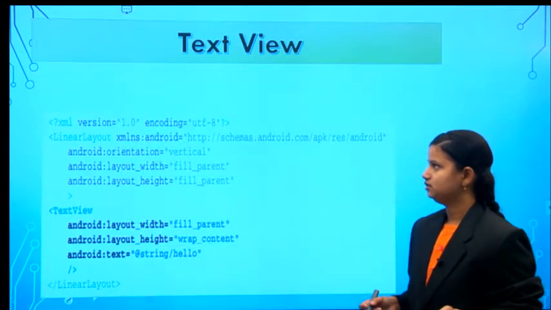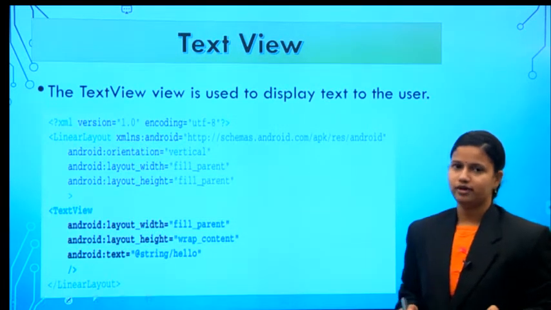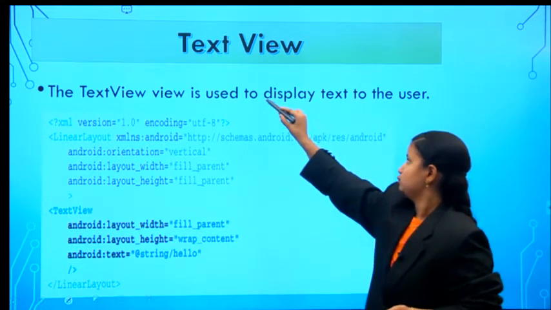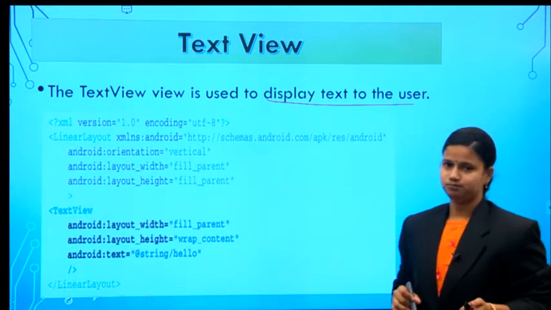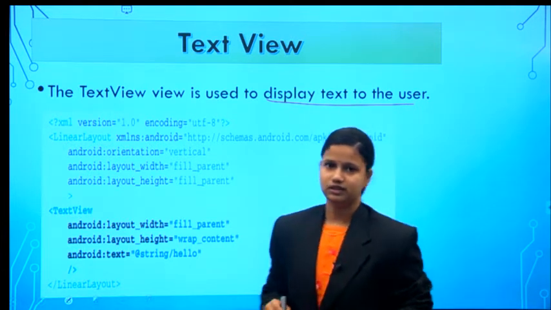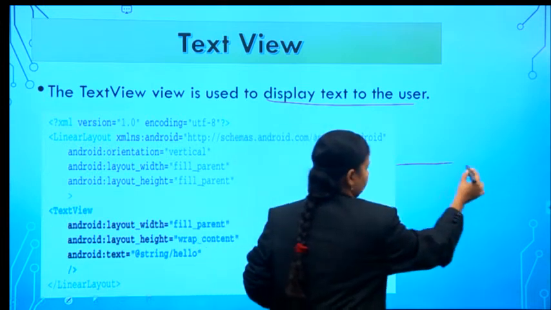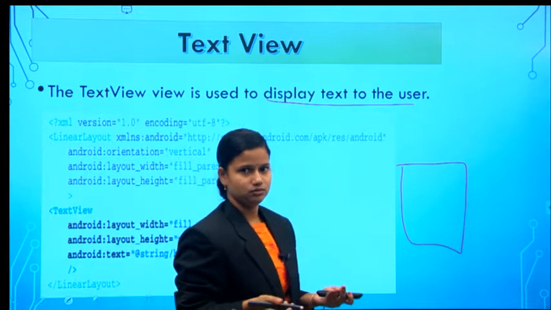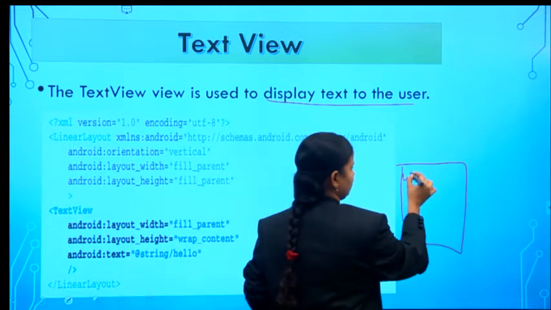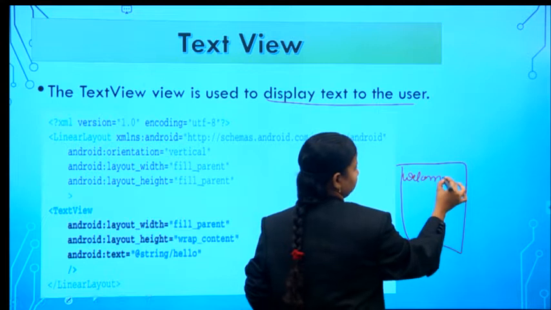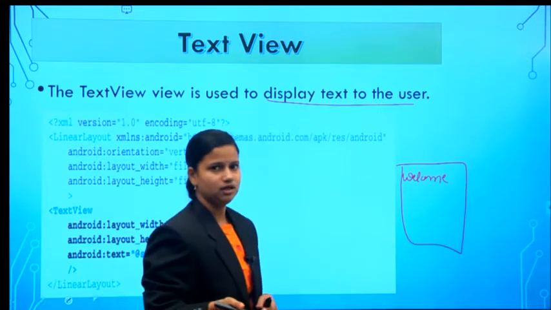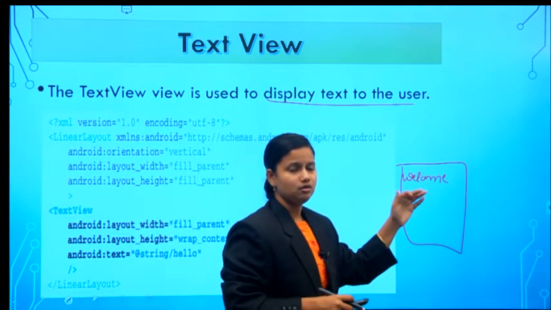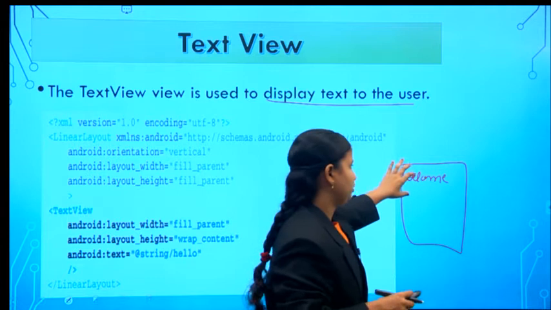So first of all, go with the text view. What is this text view and what is the use of this text view? It is only used to display the text to the user. Whenever your screen, your user interface, is like this, I want to display some message to the user. What is the message? Welcome is a message I want to display. Whenever you open your activity, I want to display the information welcome to the user. At that situation, I want to display this message.